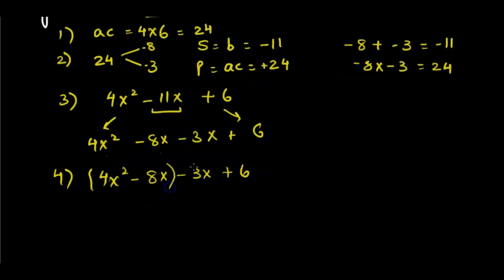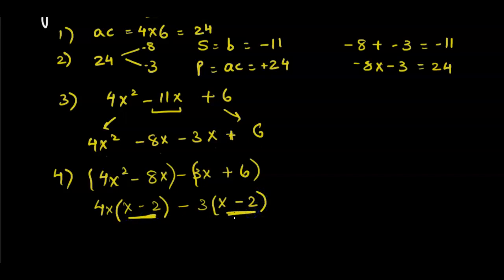We group the first two and the last two terms. Out of this we have 4x common. So we are left with x minus 2. Here we are left with 3 as a common number. Because we are taking negative 3 as a common factor, we need to make sure our signs are placed correctly. So we have negative 3 out, x is left from here. 6 divided by negative 3 is a negative 2. We need to make sure that the brackets have exact same terms and exact same signs, and that we have.